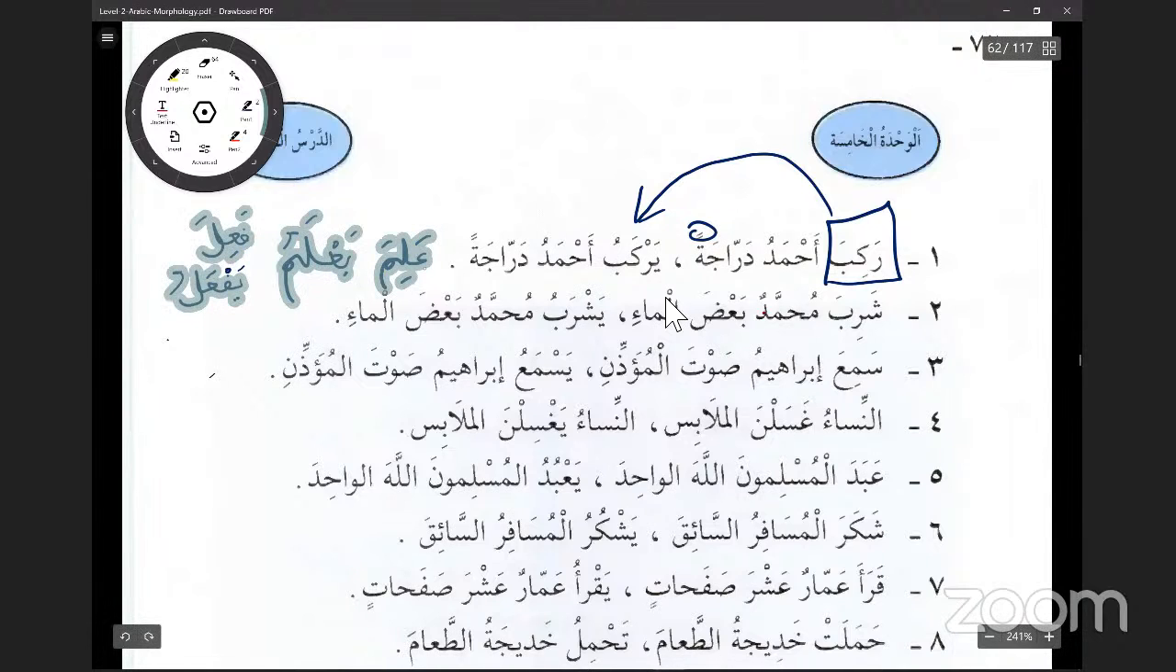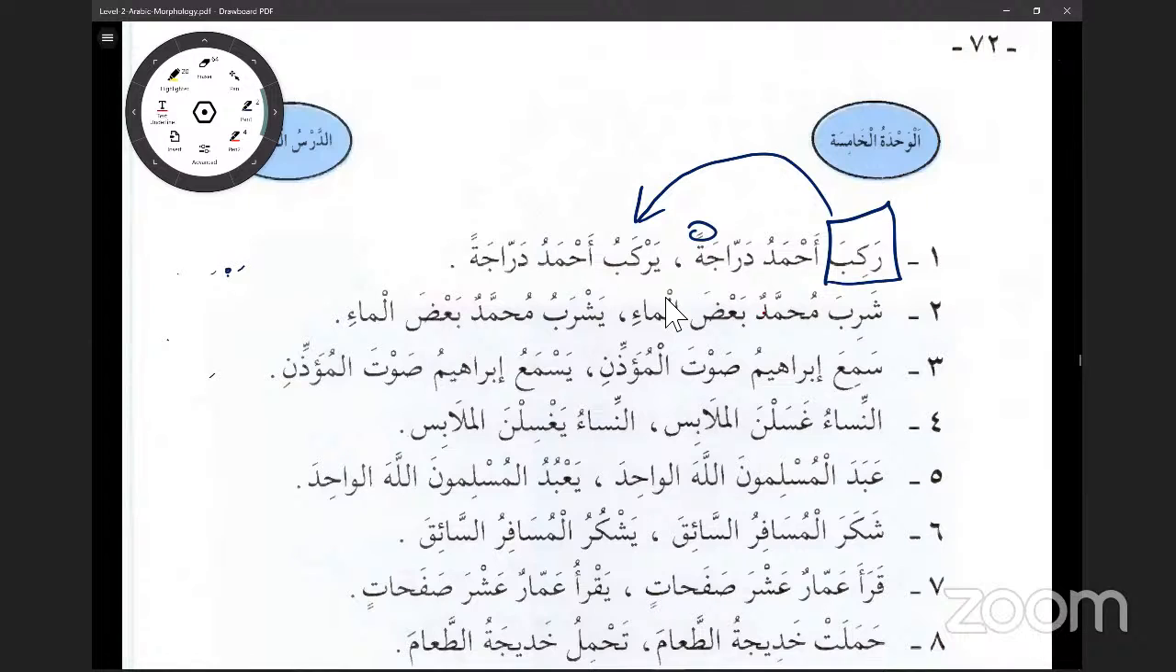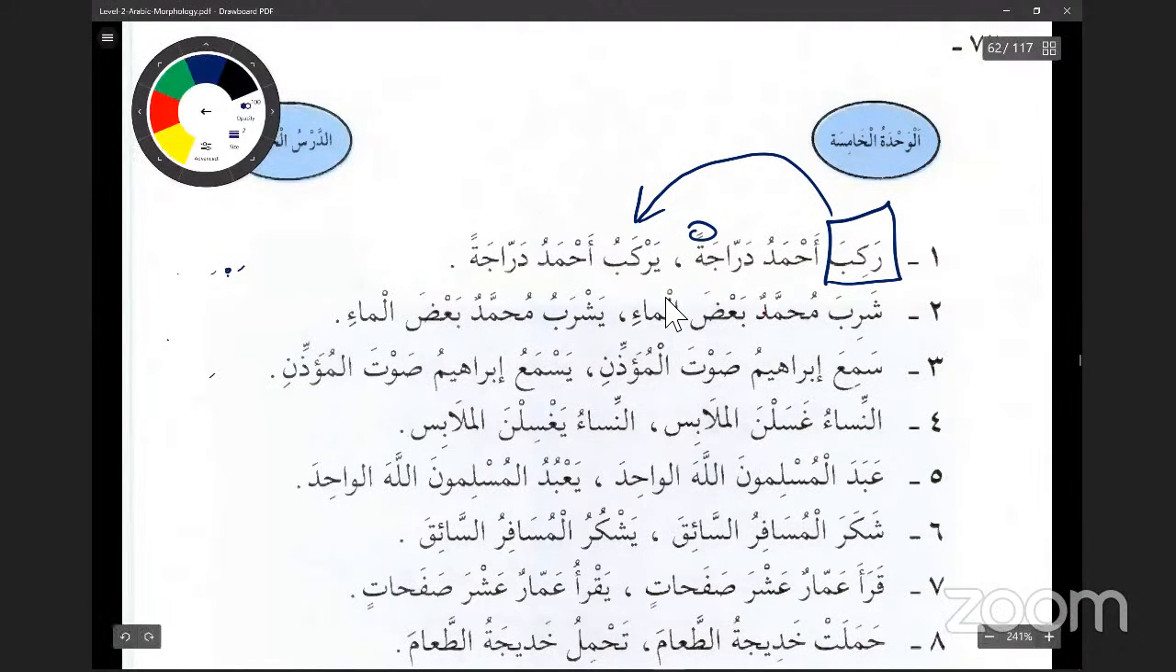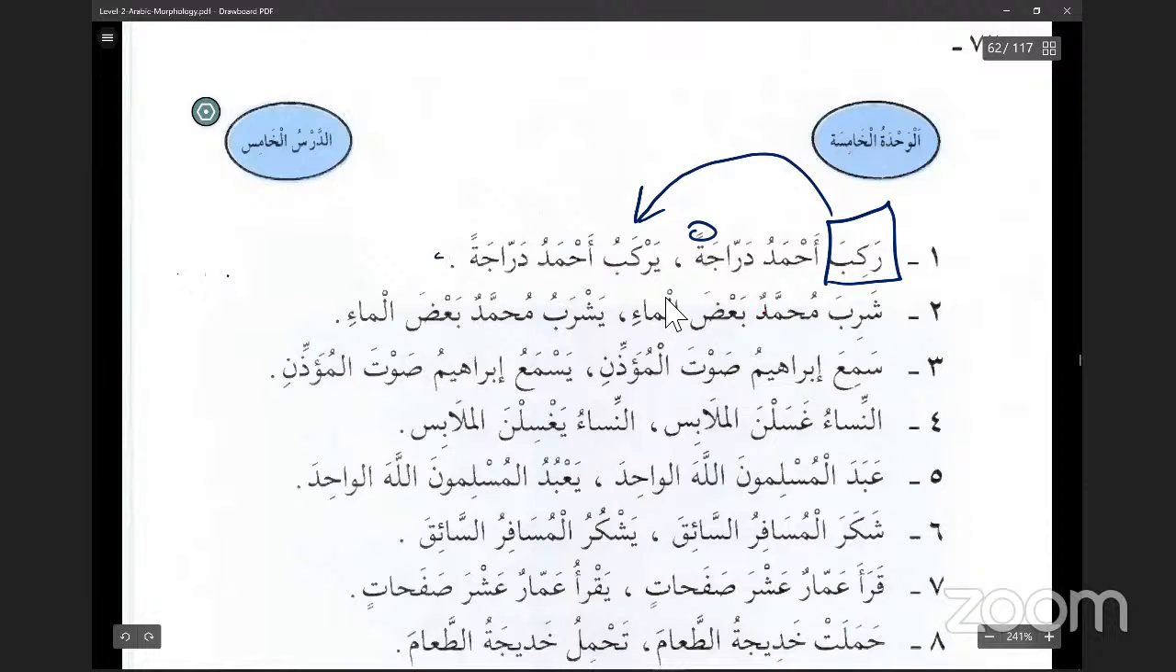Let me move this mic. There we go. I'm going to write it better so it can be clear for us, inshallah. فاعل يفعل. Now, the translation was: Ahmed rode a bike. Ahmed is riding the bike.